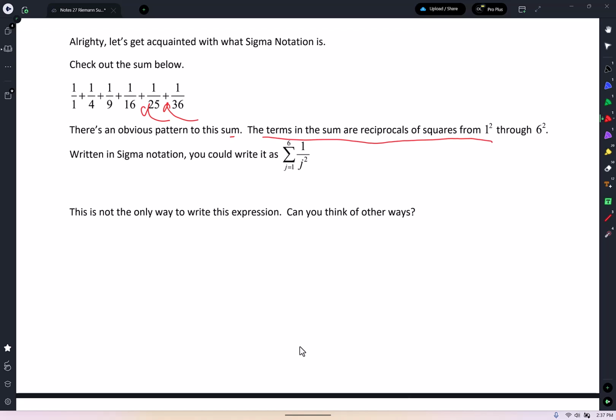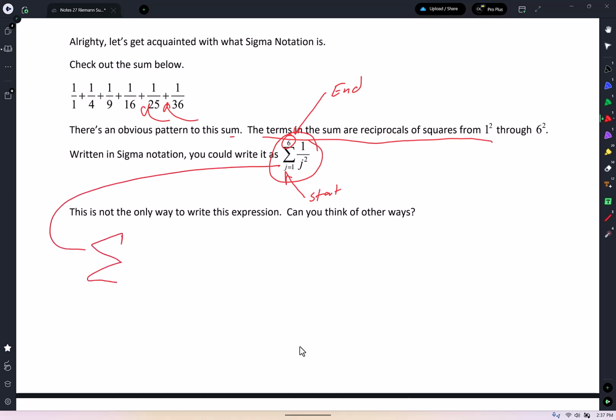Written in sigma notation, you could write it. So what is this right here? That j equals 1 is called your start, and the 6 is your end. It says this is not the only way to write the expression. I can think of other ways. Well, first let me write this one.